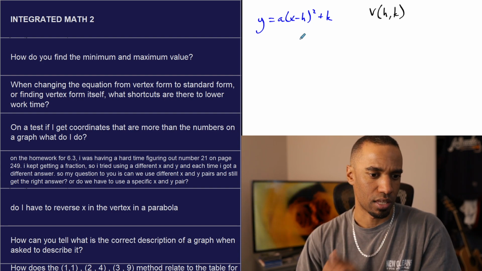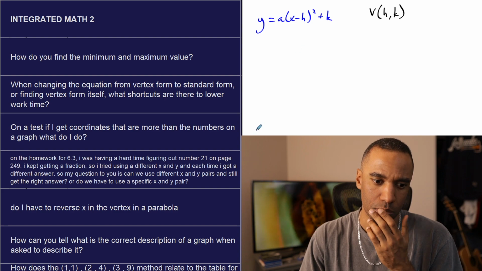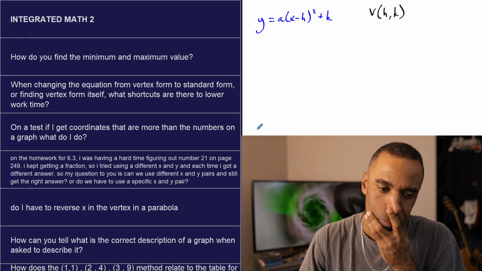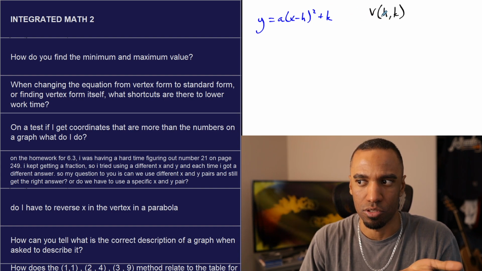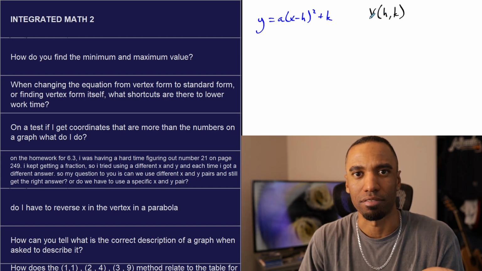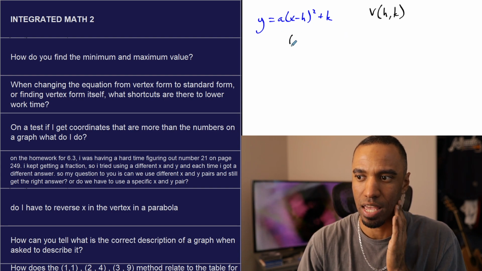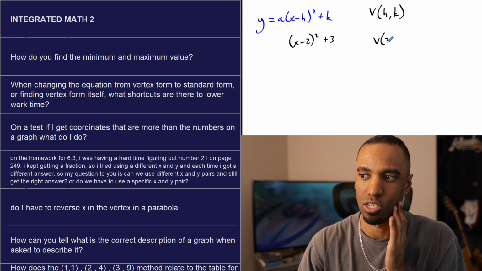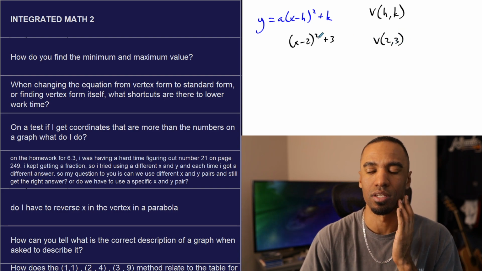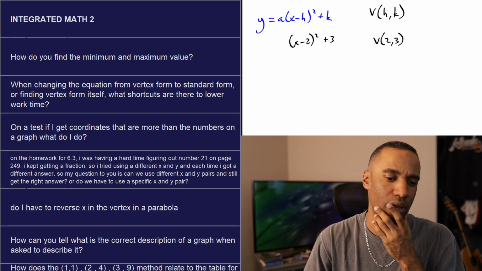What else could you be asking there? Do I have to reverse x in the vertex in a parabola? In the vertex. I think that's what you're asking about. Do you have to do that? I mean, yeah, otherwise it's a different graph, right? That's not the graph for it. If this is x minus 2, quantity squared, whatever, plus 3, then your vertex is at (2, 3). It's the opposite of what that is. Can't think of what else you might be asking for.